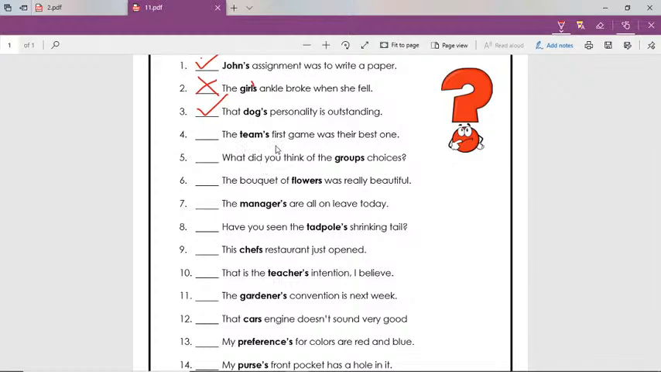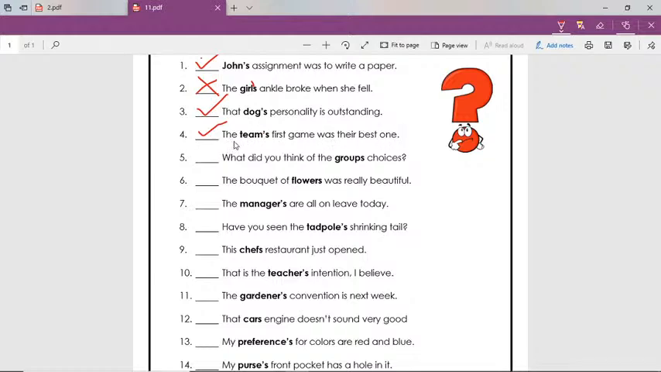Question 4. The team's first game was their best one. So for this one, it's actually incorrect because we're going to have the... Actually, I think it is correct. I'm getting confused whether it's plural or not, but I think it's a singular team. So this would be correct because the team is singular and their first game was their best one.